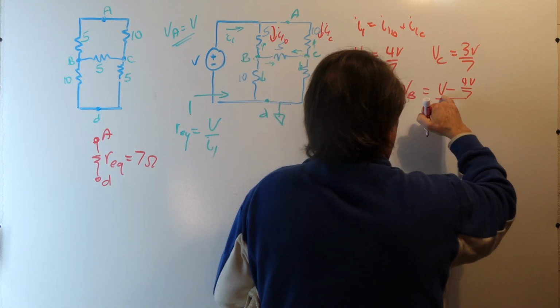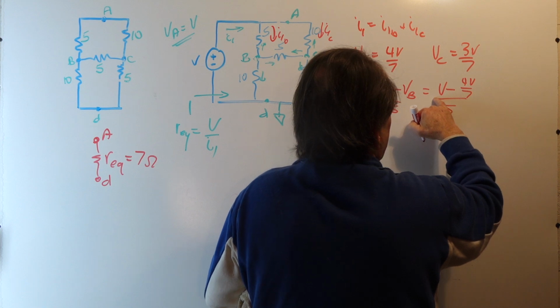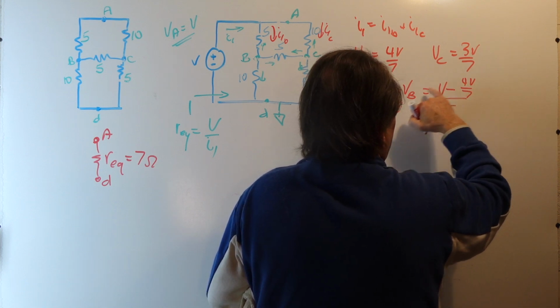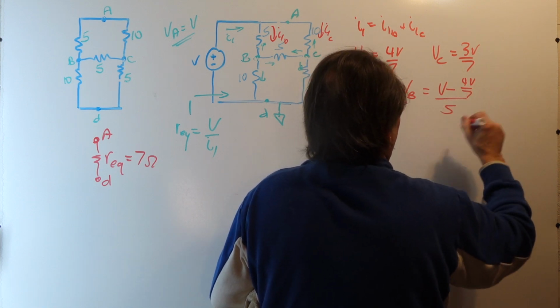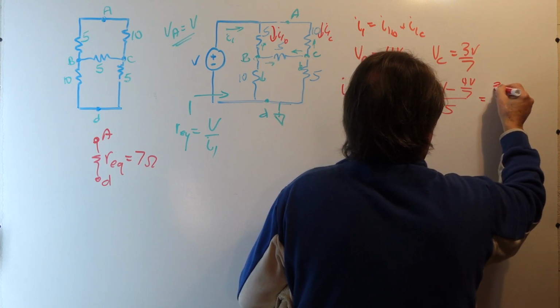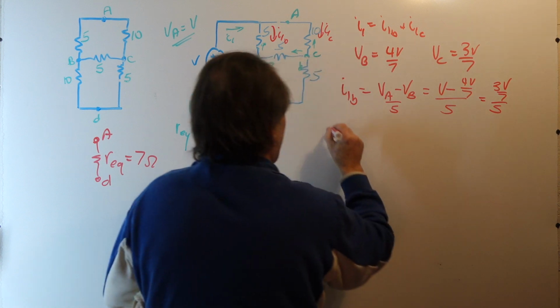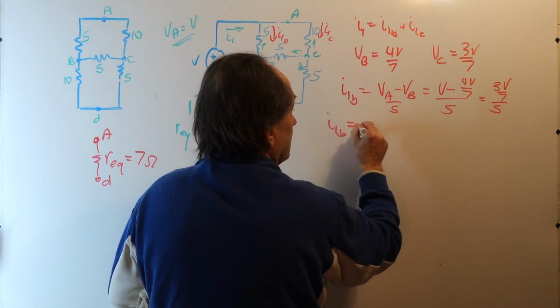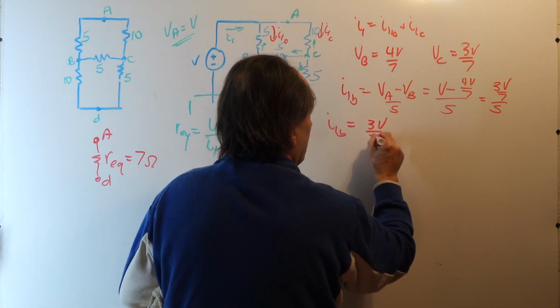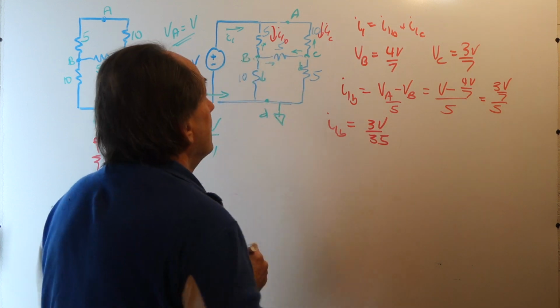V is 7 over 7, to put on a common denominator, minus 4, so this is 3V over 7 divided by 5, or IB1 is equal to 3V over 35.